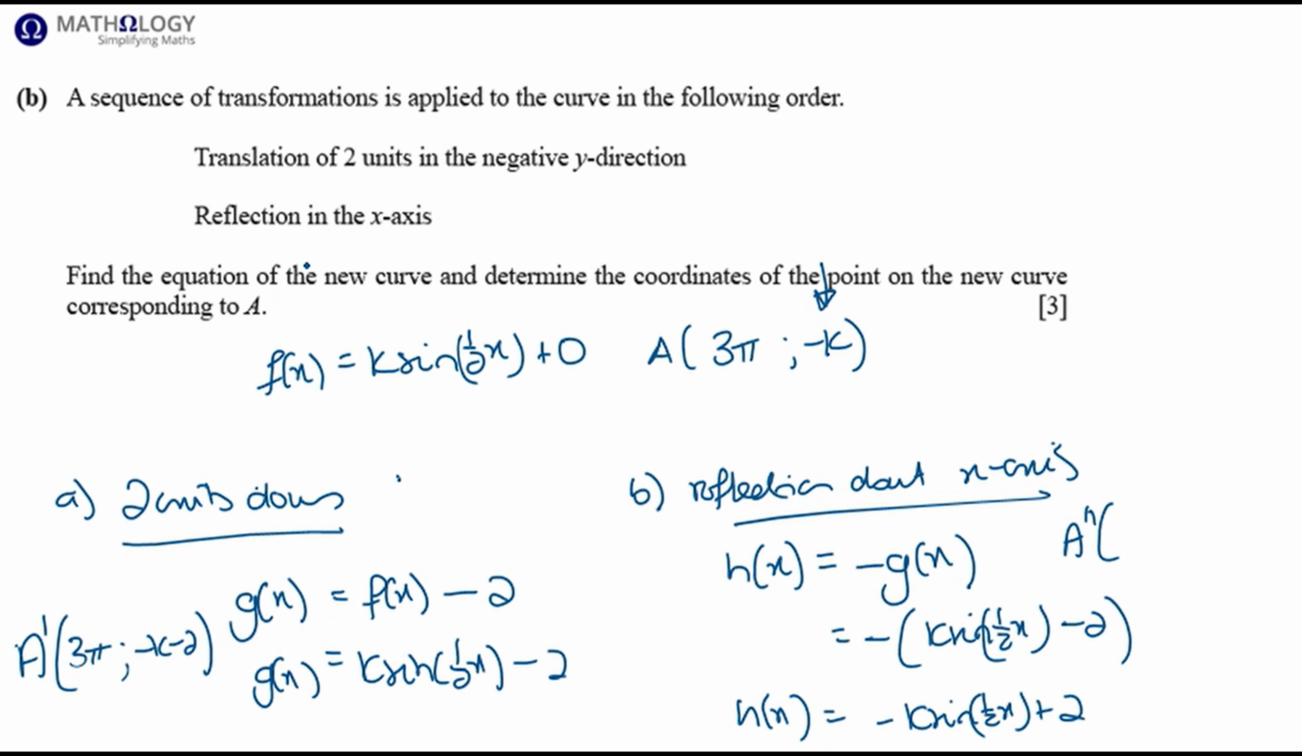Then A double prime is going to be the reflection of g of x about the x-axis. We change the sign of y. So the coordinates of A double prime, the x coordinate will be 3 pi, and we change the sign of the y coordinate. So we will have minus of (minus k minus 2). So A double prime will therefore be (3 pi, k plus 2).